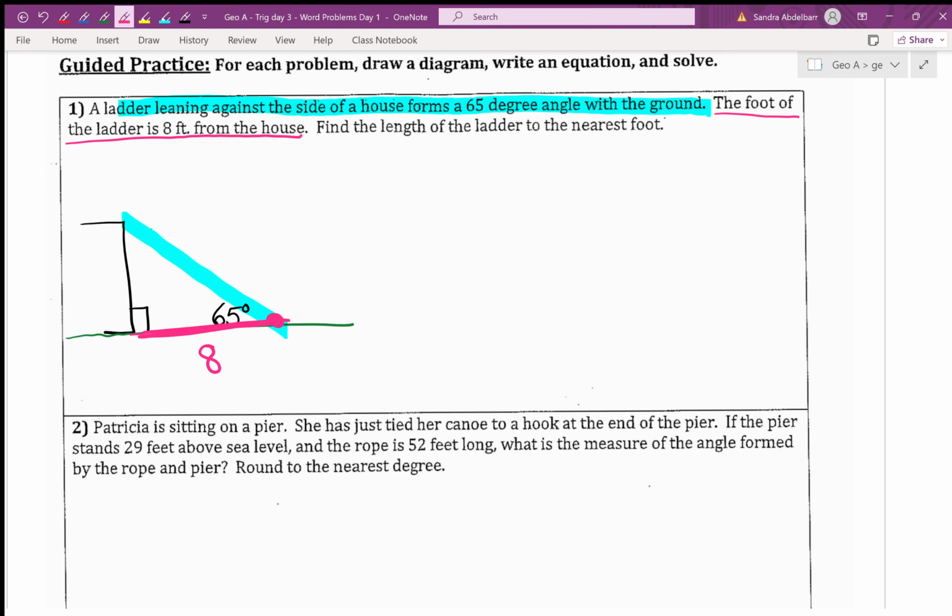We're not going to do the nearest foot. Everything is going to be the nearest tenth. Why is that? Why am I doing everything the nearest tenth? Because it will be the nearest tenth on the test. So it says find the length of the ladder. Do we all agree that blue segment is our ladder? So that's what I'm going to go ahead and call X.